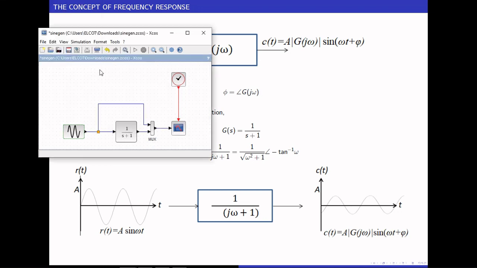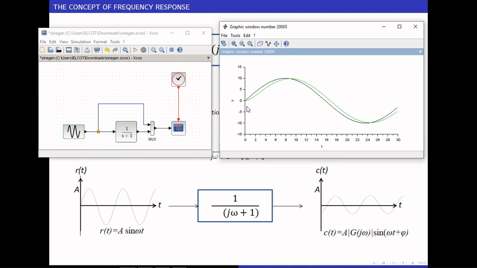So if I take this frequency, let me simulate it. This is the output. The black one shows the input and the green one shows the output. You'll notice that the output magnitude is almost the same as the input magnitude, whereas there is a small phase delay in the output. That's what you observe.